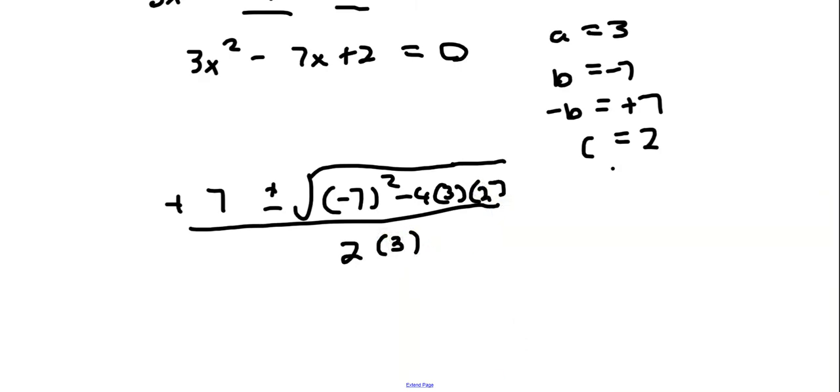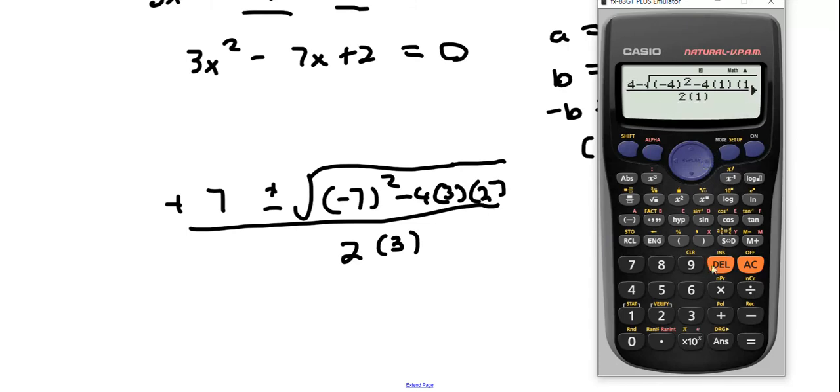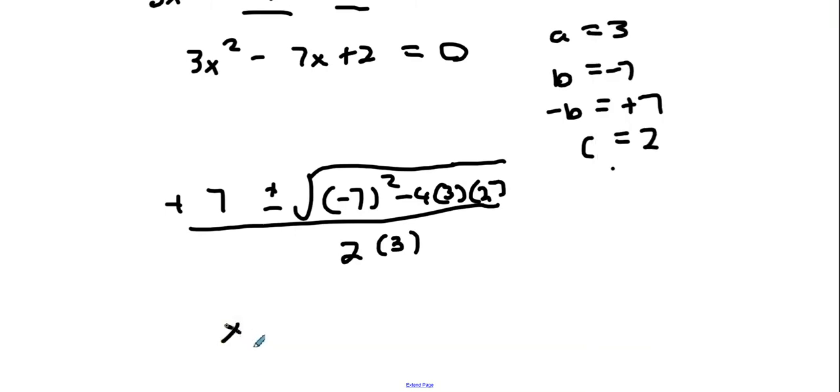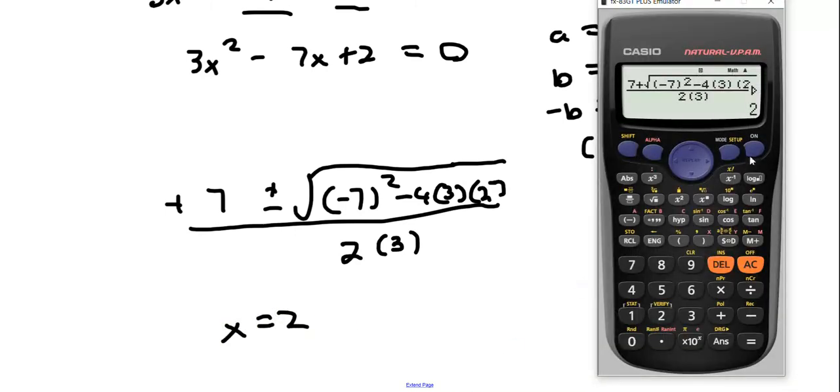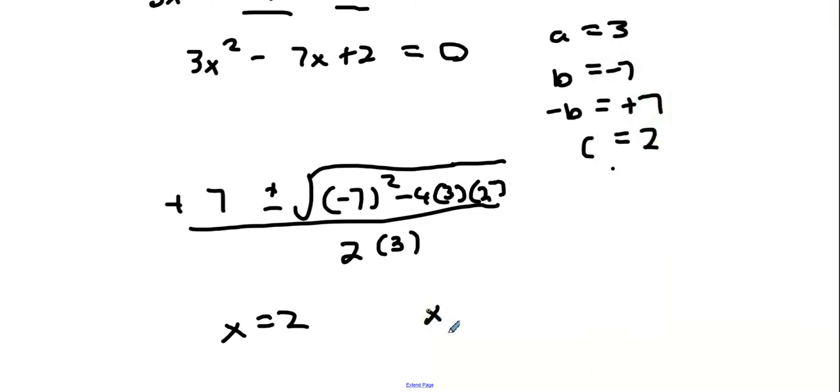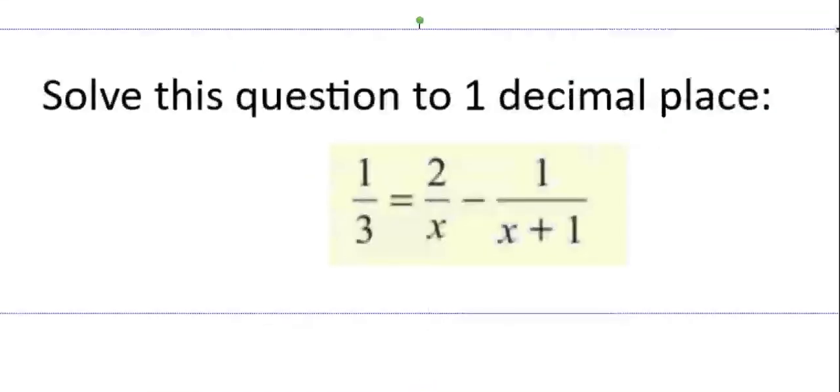I have to put all this into the calculator from scratch and see how it goes. So it's 7, and it's plus square root of minus 7 squared, 4 times 3 this time, times 2, all over 2 times 3. And we get x equals 2 as one answer. Then I go back and change it to a minus. And I get x equals a third for the next answer. Okay, happy days. That's that one done.